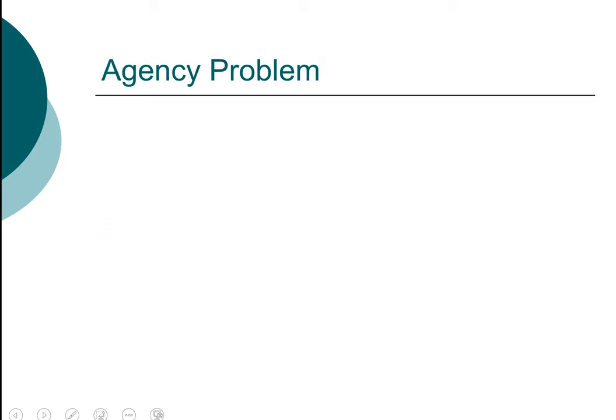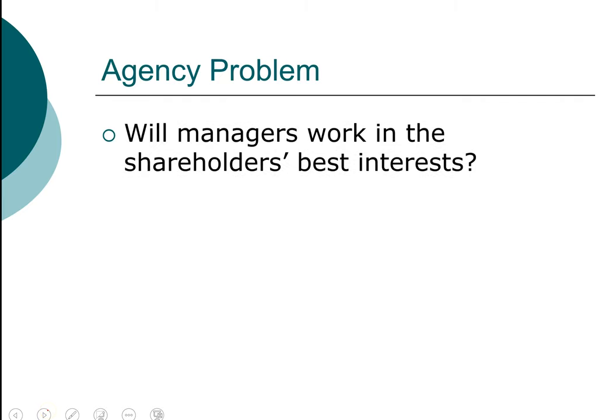One of the things that we talk about is whether or not managers will work in stockholders' best interest. And the term that we use for that is agency problem. An agency problem exists because in a large corporation, managers are typically not the shareholders. They may own shares, but they don't own the entire company. So how do we ensure that managers will work in the shareholders' best interest?